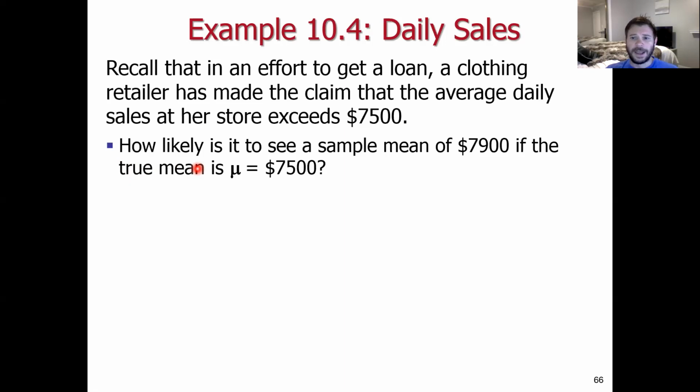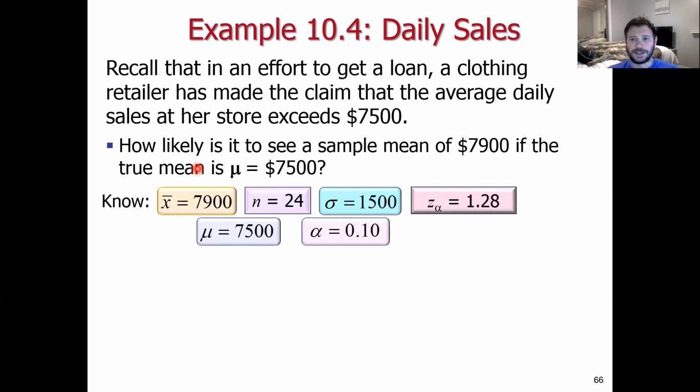Okay, so in the problem we had visited earlier, these were the parameters that we were given. We had a sample size of 24. We had a population standard deviation of 1,500. We had an alpha level of significance of 10%, and the z-value threshold for the one-sided test at a 10% level of significance was 1.28. Remember, this was a right-tailed test. We were trying to show that we had sufficiently high sales where we could refute the claim that the mean was actually 7,500 or lower.